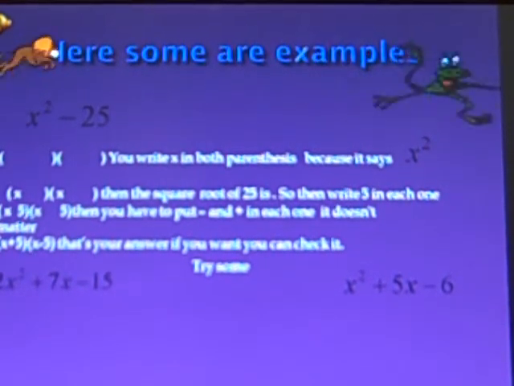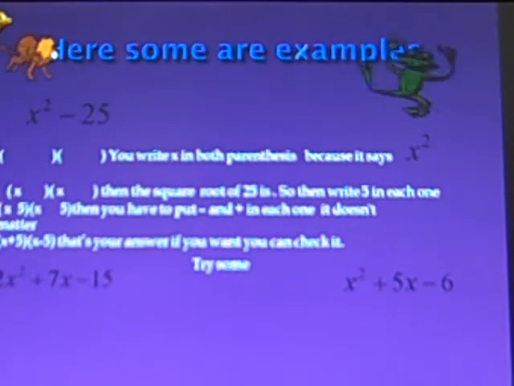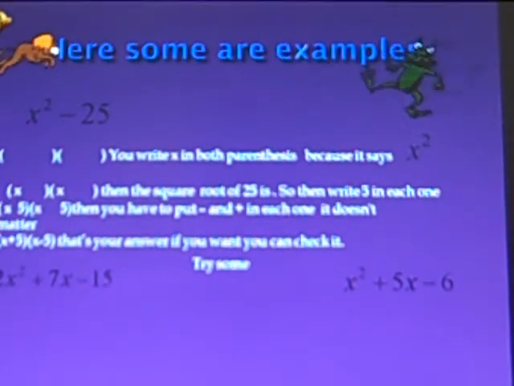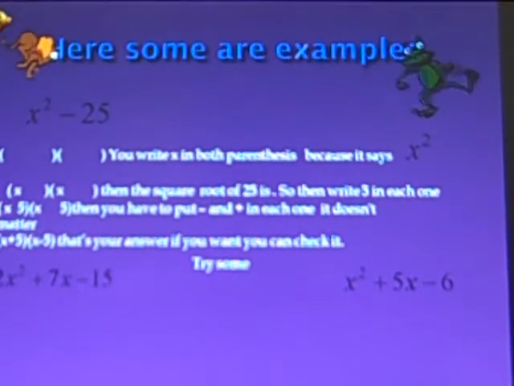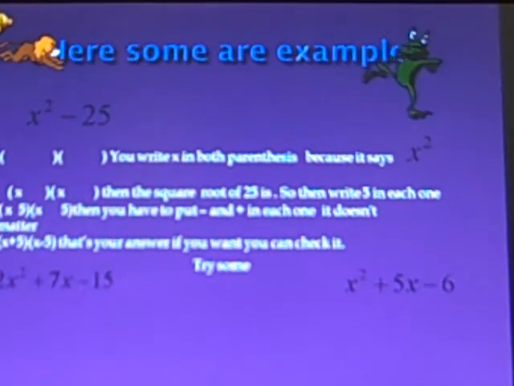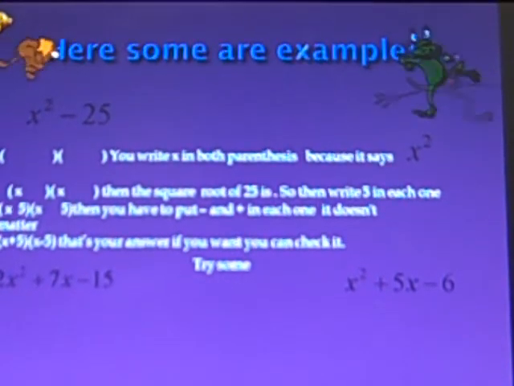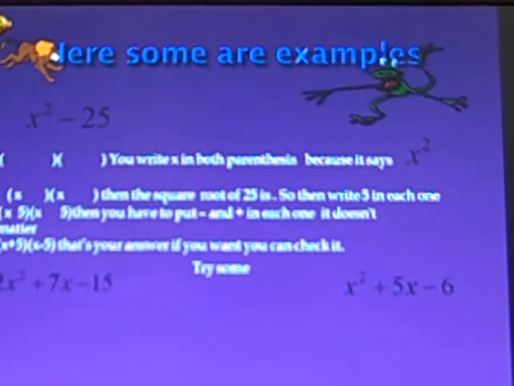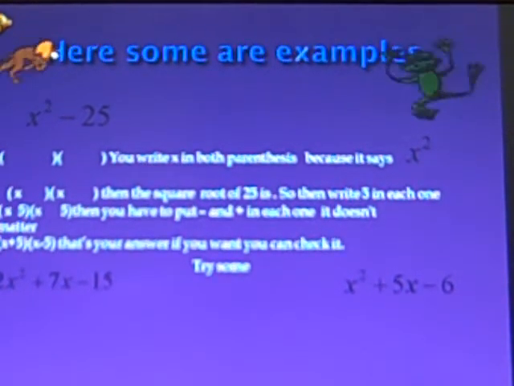Then you have to put a negative or a positive in each one. It doesn't really matter because either way you'll end up with negative 25. So I decided to put parentheses x plus 5 parentheses times parentheses x minus 5. That's your answer. If you want to, you can check it.